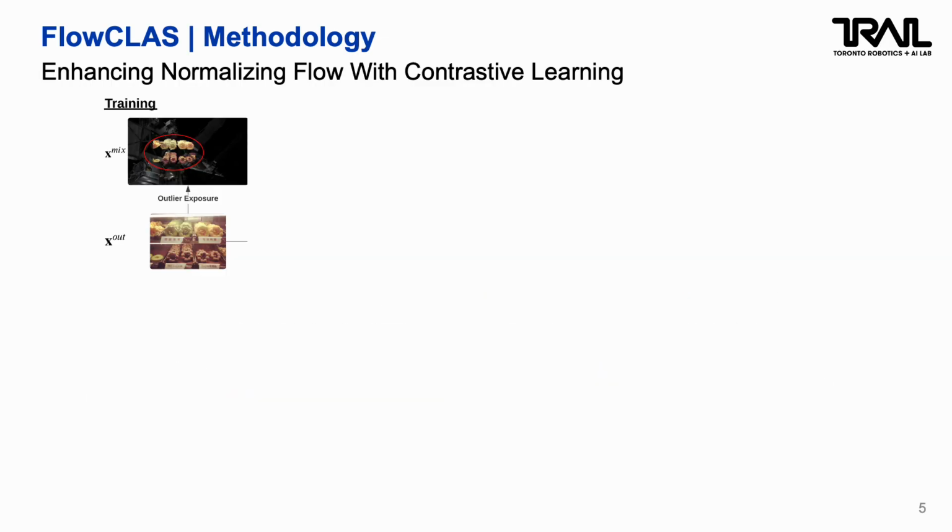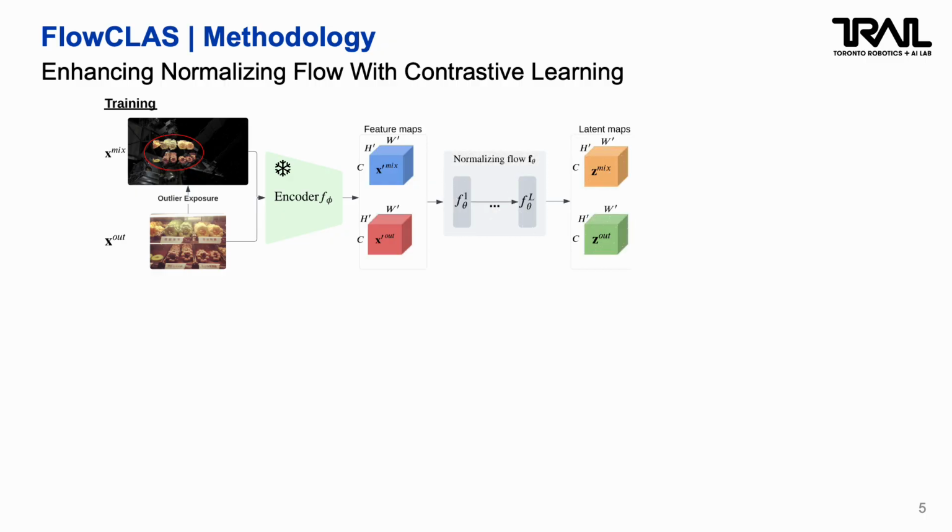In FlowCLAS, we integrate outlier exposure into the normalizing flow framework. Given an image with the inserted anomalous object, we extract features using a pre-trained vision encoder, and then pass these features into a normalizing flow, which maps them to another latent space, modeled by a multivariate Gaussian distribution.